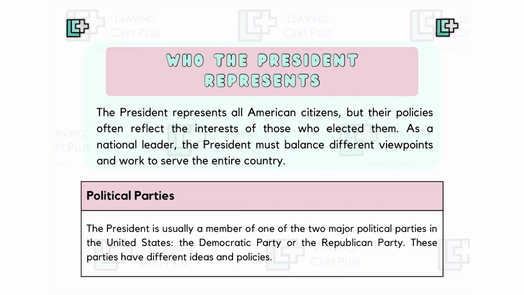So, who does the president represent? Ultimately, of course, they represent all American citizens, but their policies often reflect the interests of those who have elected them. There is quite a lot of division in America between, for example, red and blue. Let's look at what that means. What does it mean to be a Republican supporter or a Democratic supporter?